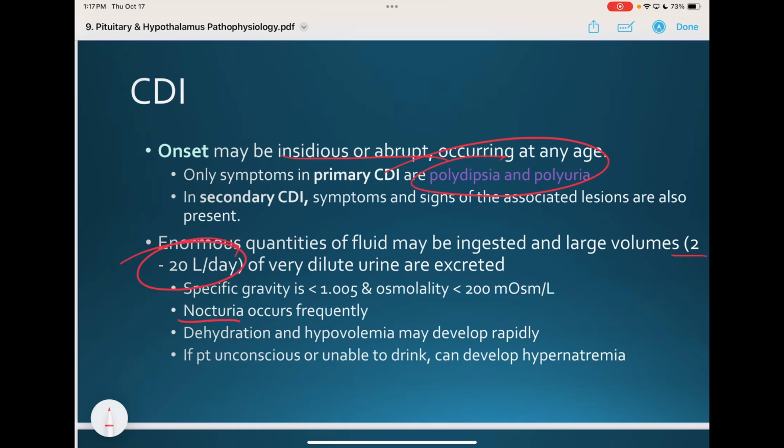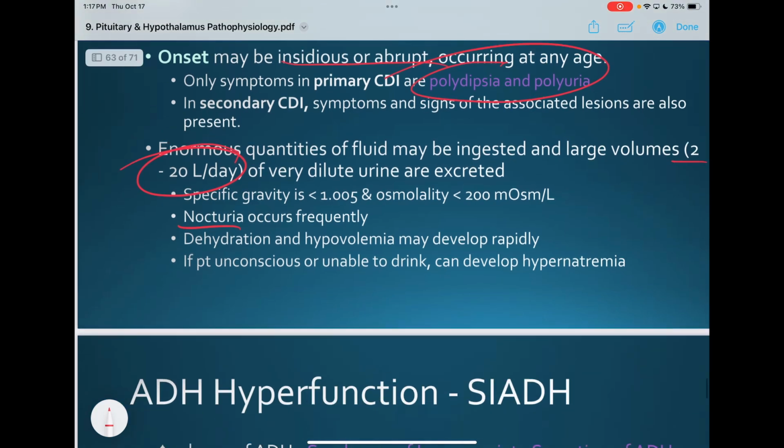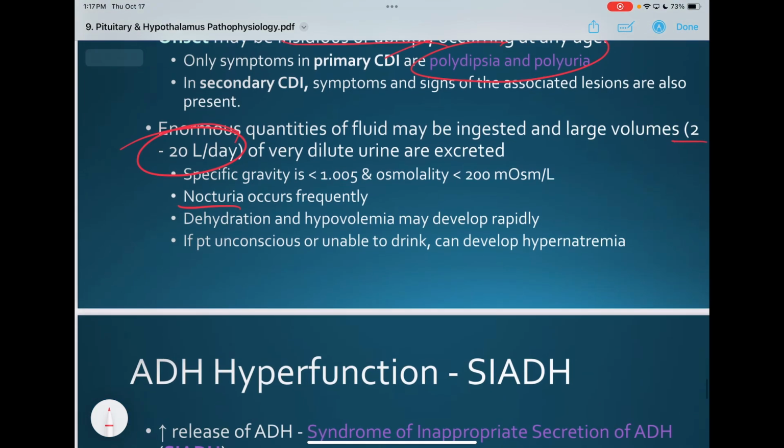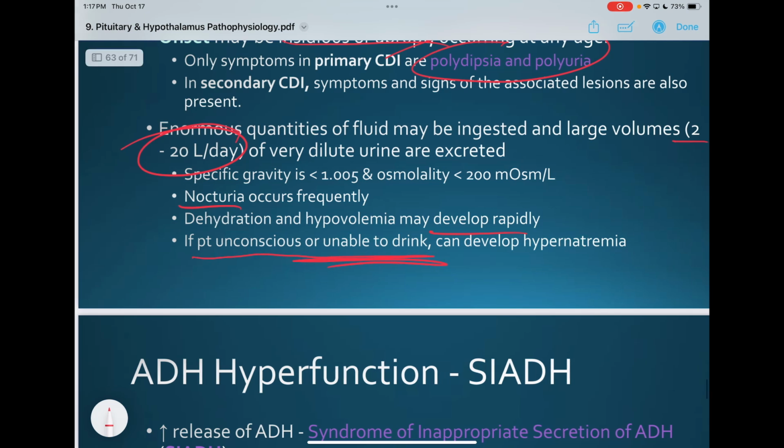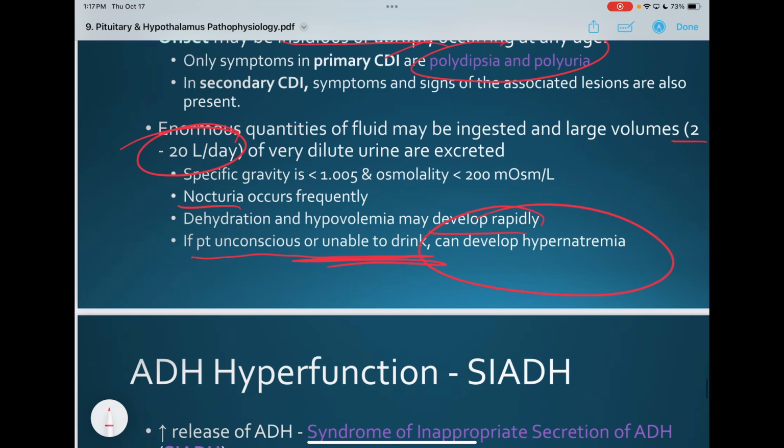And obviously nocturia goes up. You're producing a lot of urine, you got to go to the bathroom. So you're going to be waking up a lot to pee. Dehydration and hypovolemia can occur. If the patient is unconscious and they can't drink, they can develop hypernatremia. Okay, we don't like sodium very, very high. We don't like it very, very low either. Okay, watch out for that.